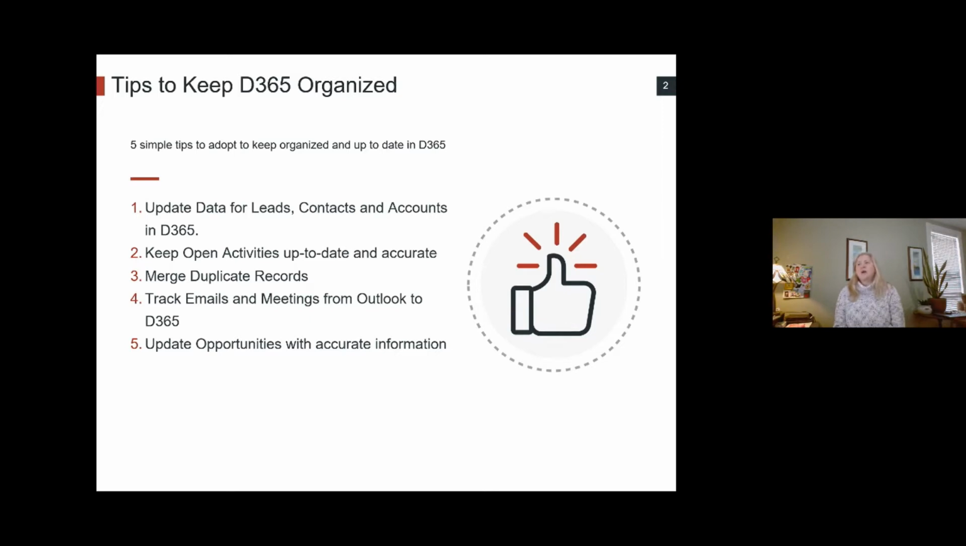So number 1, update data for leads, contacts, and accounts within D365. Always keep your information up to date. Keep your open activities up to date and accurate. Merge duplicate records. Track important emails and meetings from Outlook into D365, so it's there and your colleagues are able to see that information and know what's going on within your client. And then update your opportunities with accurate information. Really helps your organization to have accurate forecasting and reporting.